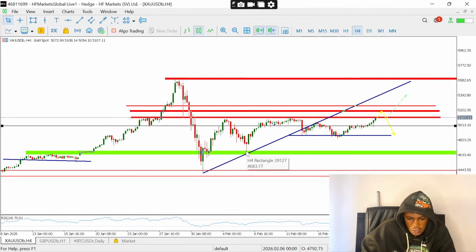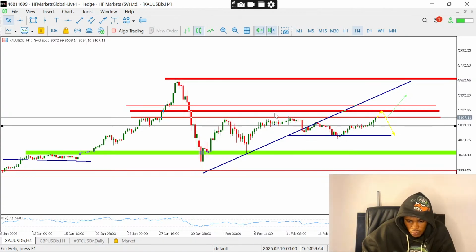So again, as you can see, the market failed. Immediately the market went up. It couldn't break above this resistance area right here. The market was stalling around this area. As you can see, multiple times the market tried all it could in the 4-hour time frame. The market has been moving up, down, consolidating around this area, trying to break above this resistance area right here.